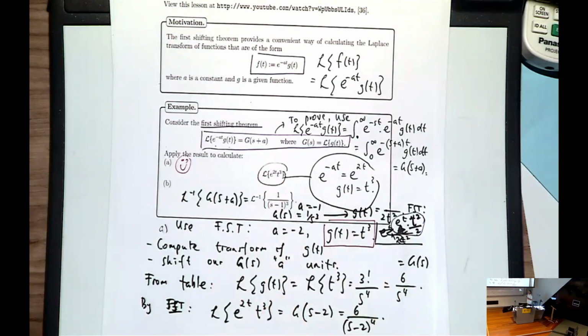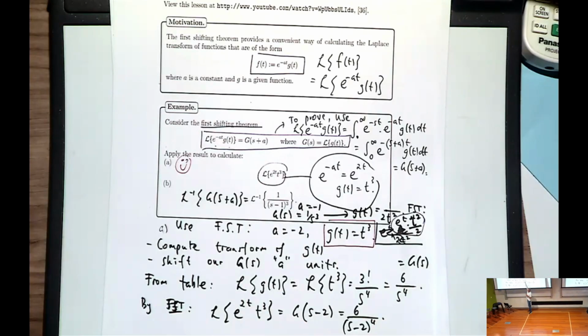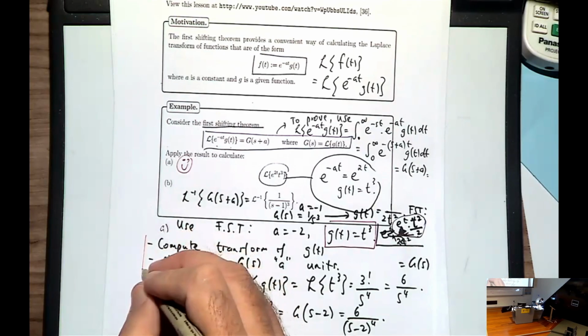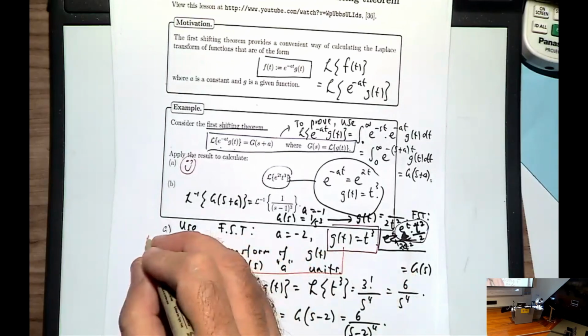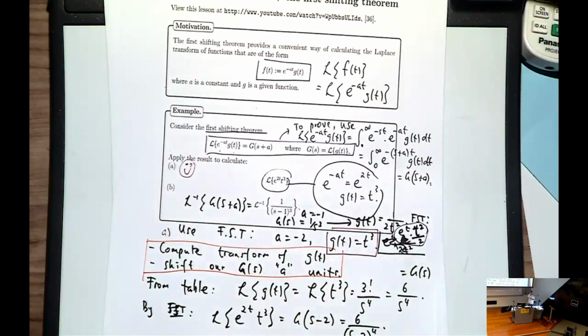FST. From a strategy point of view, the most important thing is to compute the basic transform of little g of t and then shift it. Okay, if you can do that, it's fine. If you can do that, it's fine. Okay, so this is the most important sort of strategy advice.